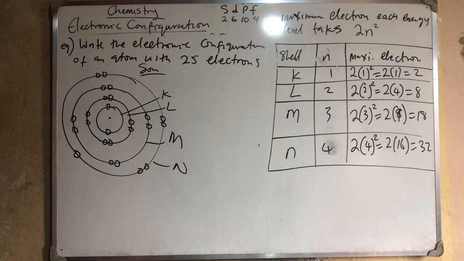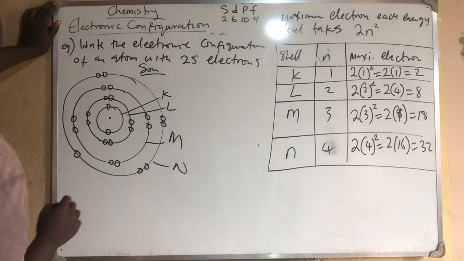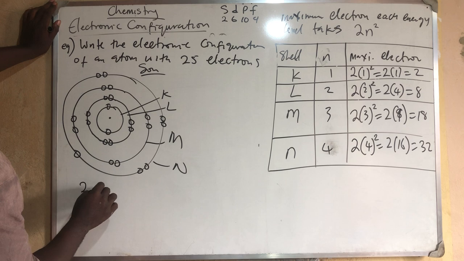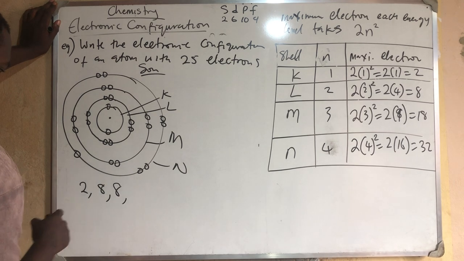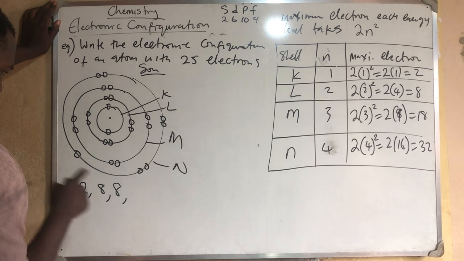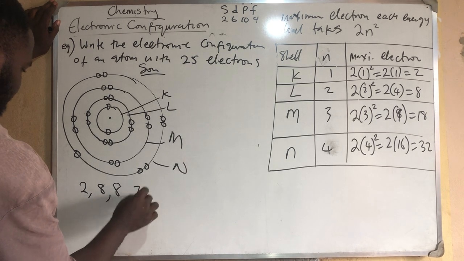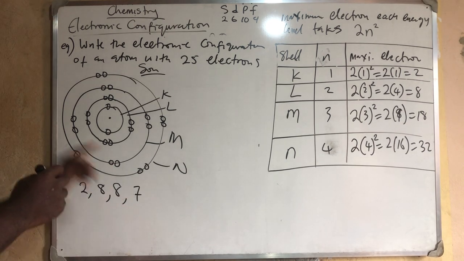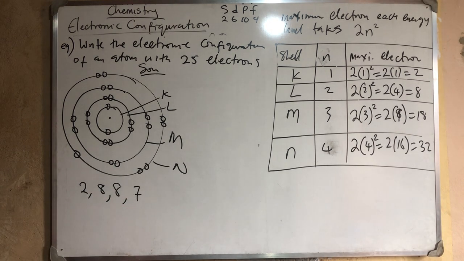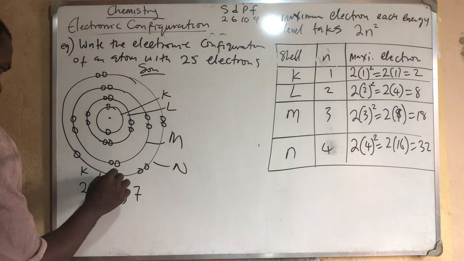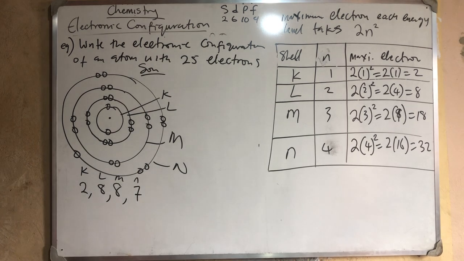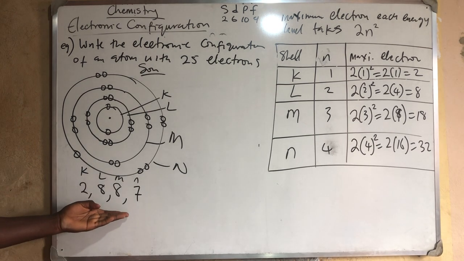All right? So this is the N shell. And if you don't want to draw it, you just want to write it, you write your 2, 8, 8. This plus this is 10, plus this is 18. If you subtract, how many is remaining? I think, let me say 7. This is 18, yes, this is 25. Don't forget that this is your K, L, M, and N. Now, immediately you have the electronic configuration.